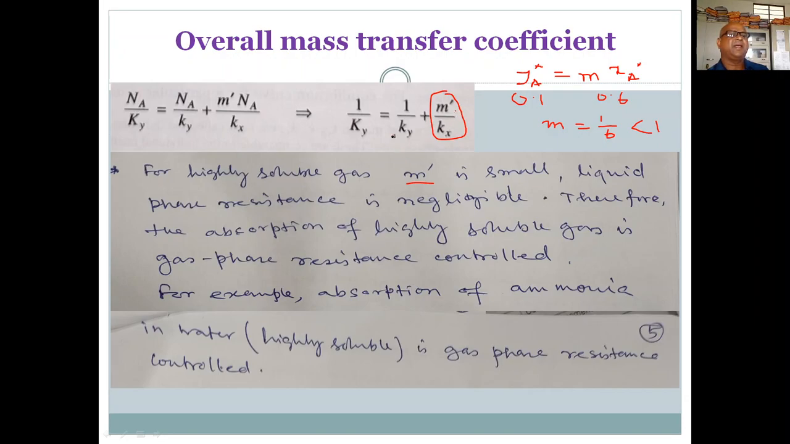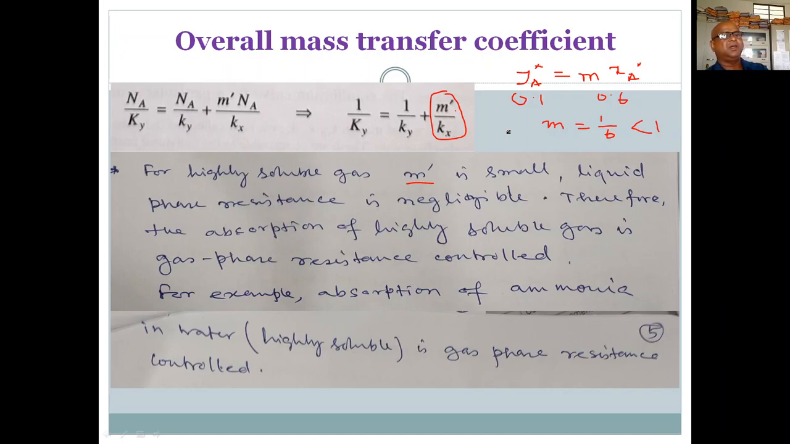Then the gas phase side will be the controlling resistance. Do you understand this? When a gas is highly soluble, once it comes to the liquid side interface, it is immediately taken to the bulk because there is a high affinity. So the resistance will be very negligible, and the main resistance will come from the gas phase side. So if I want to increase the flux, I have to concentrate on the gas phase side.